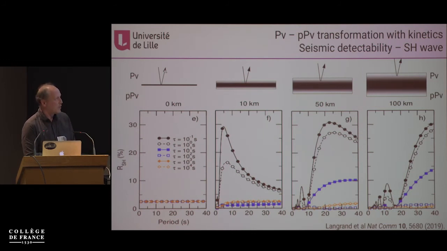And then the amplitude of the reflection coefficient depends on the kinetics of the phase transformation. So you could tell us something about the kinetics of phase transformation in the deep mantle.